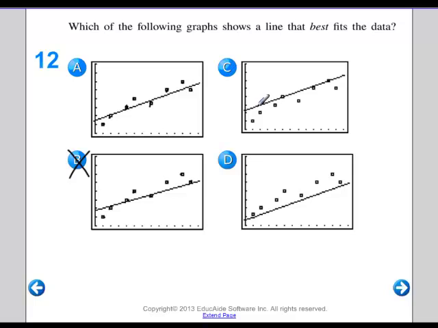Here on C, you can see that I have some on the line, but a majority of my points are below the line. There's none above, so we know that's wrong. And then D, all of my points are above, so that's not right. So even though A and B were pretty close, A is a better line, even though B would have been okay.